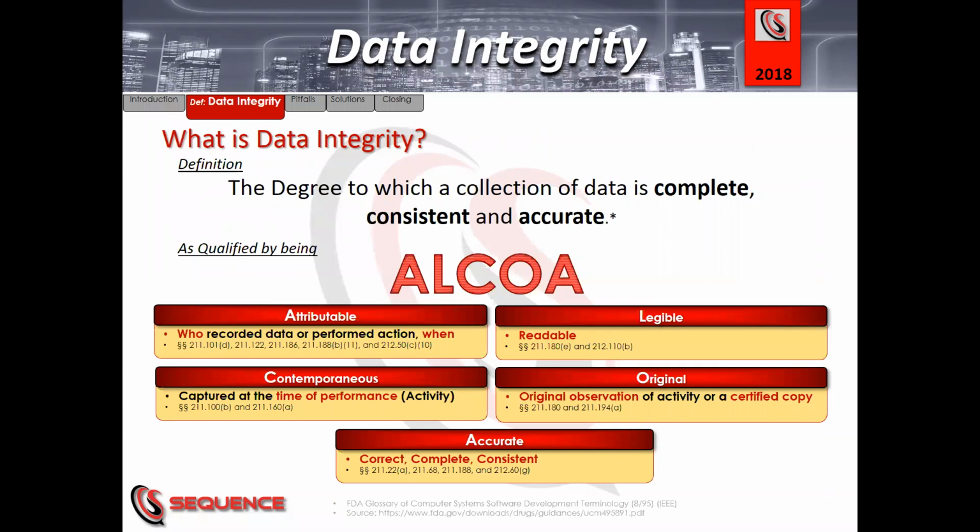It's being legible. Of course, you have to be able to read the data. Contemporaneous. It should be captured at the time of performance. O is for original, an original observation or certified copy. And then the data should be accurate. It should be correct, complete, and consistent. So some real life examples of this. I'll go through them again with some real life examples.